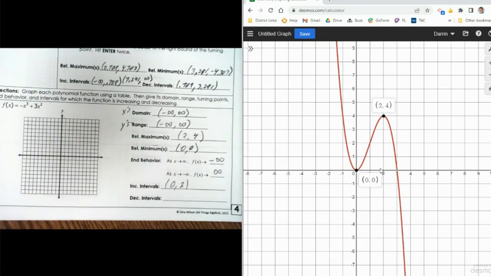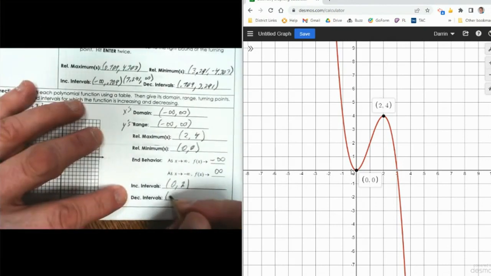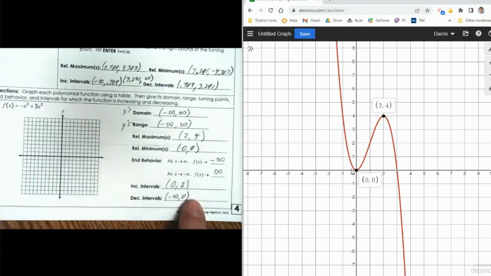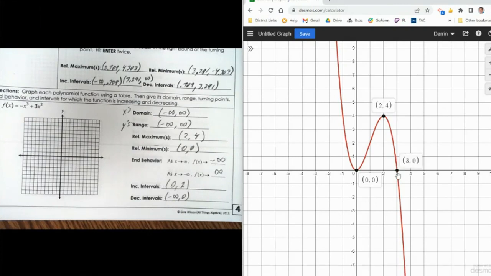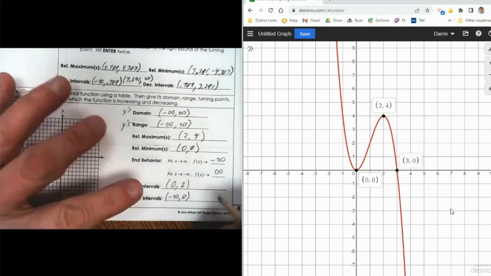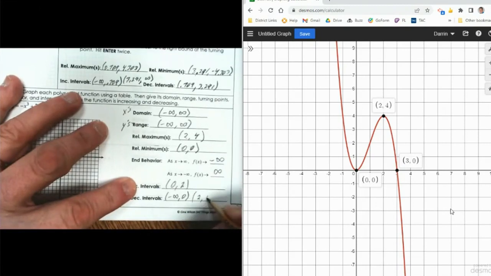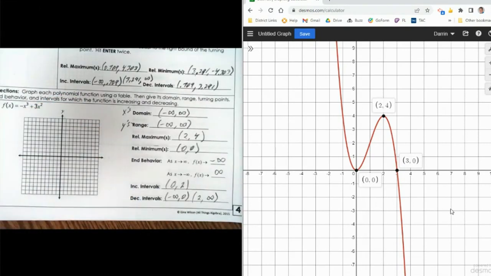And the decreasing intervals, we'll look at the x from negative infinity all the way to 0. From negative infinity to 0, it's decreasing. And it's decreasing again once the x gets bigger than 2. When the x is 3, it's back down here, and it keeps going down. So from 2 to infinity, it's decreasing.